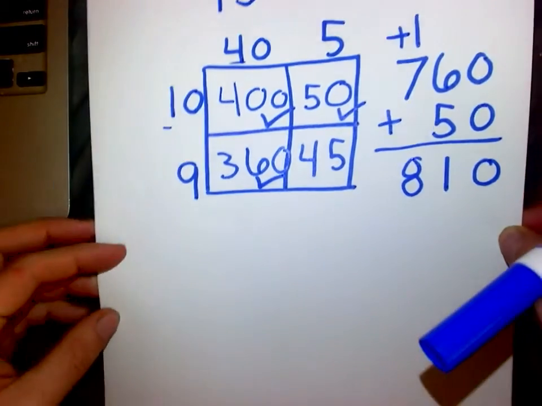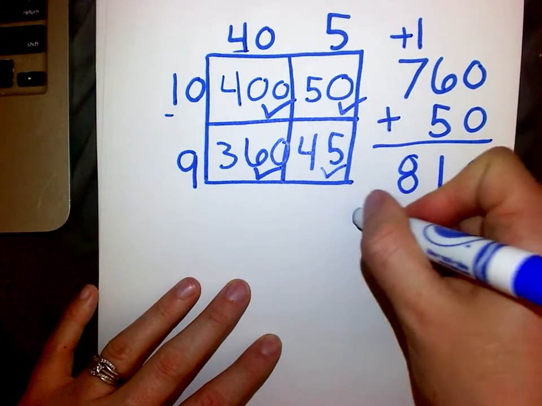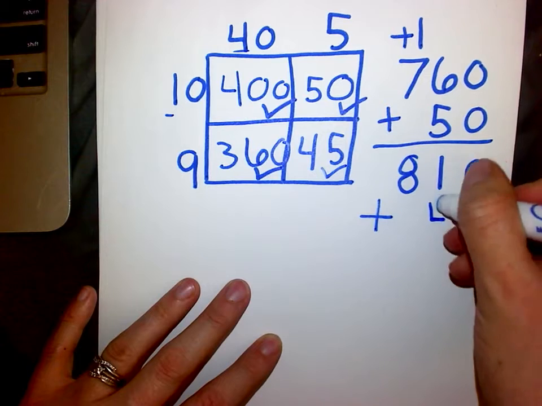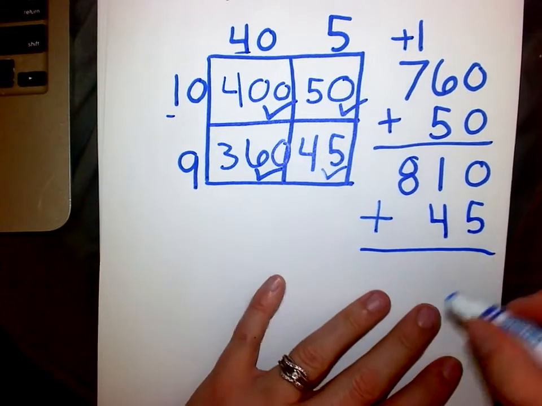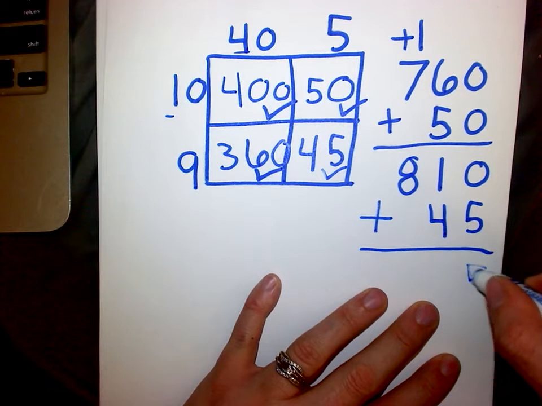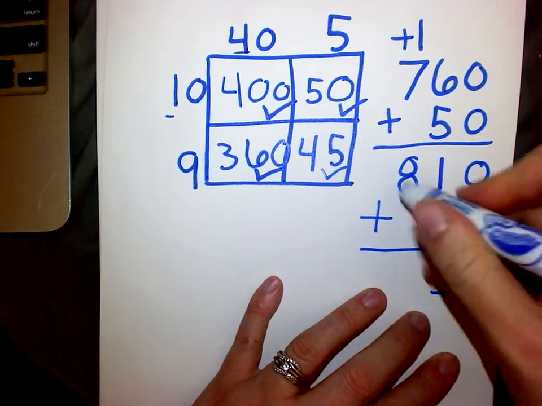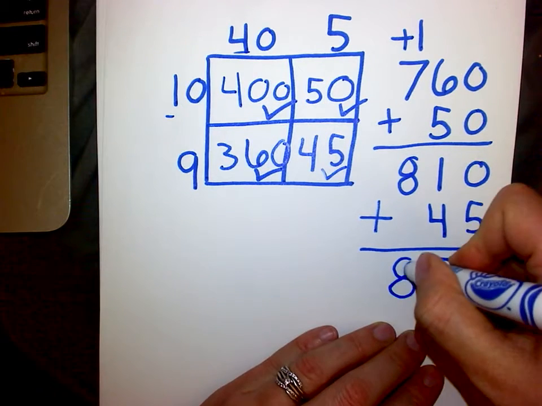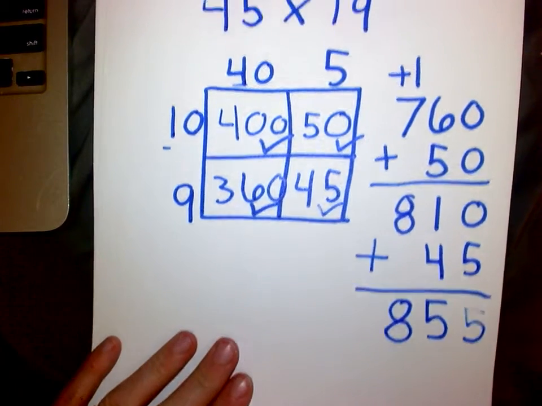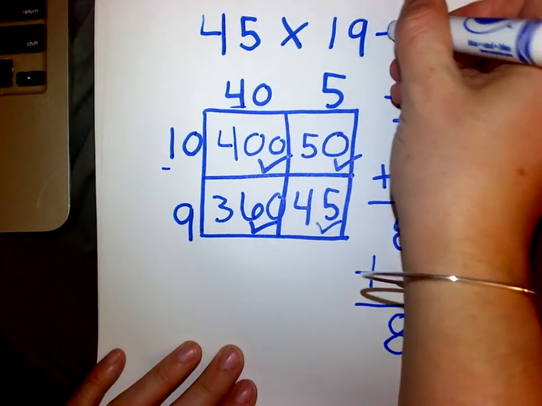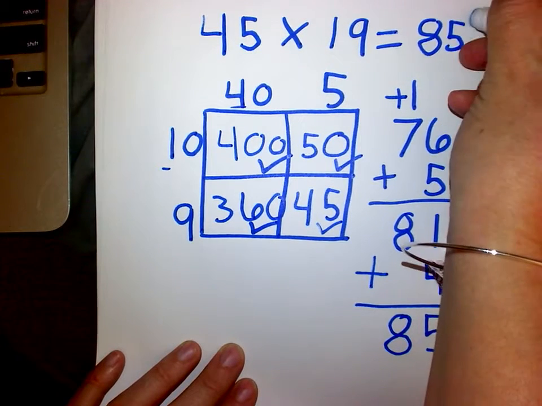Okay, and then my final number that I need to add in is 45. 0 plus 5 is 5. 1 plus 4 is 5. And 8 plus nothing is 8. So the answer to 45 times 19 is 855.